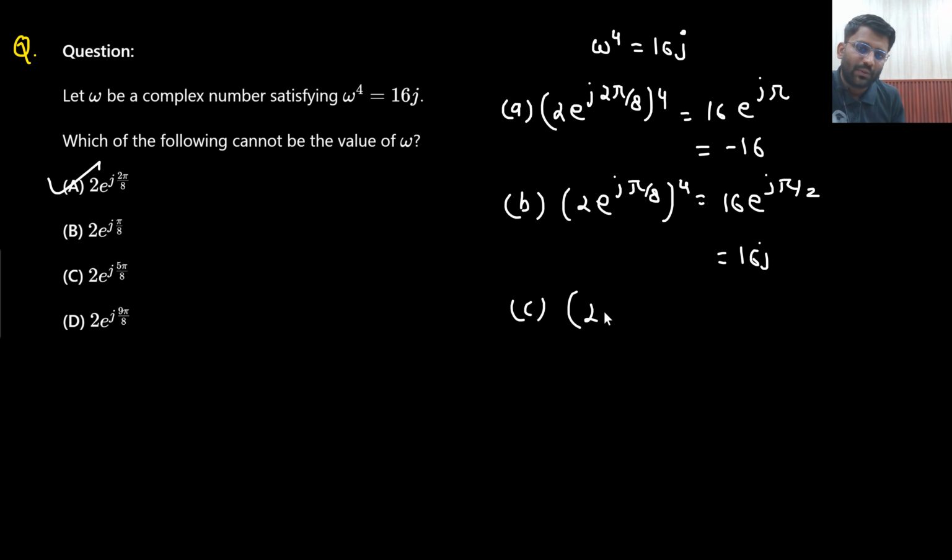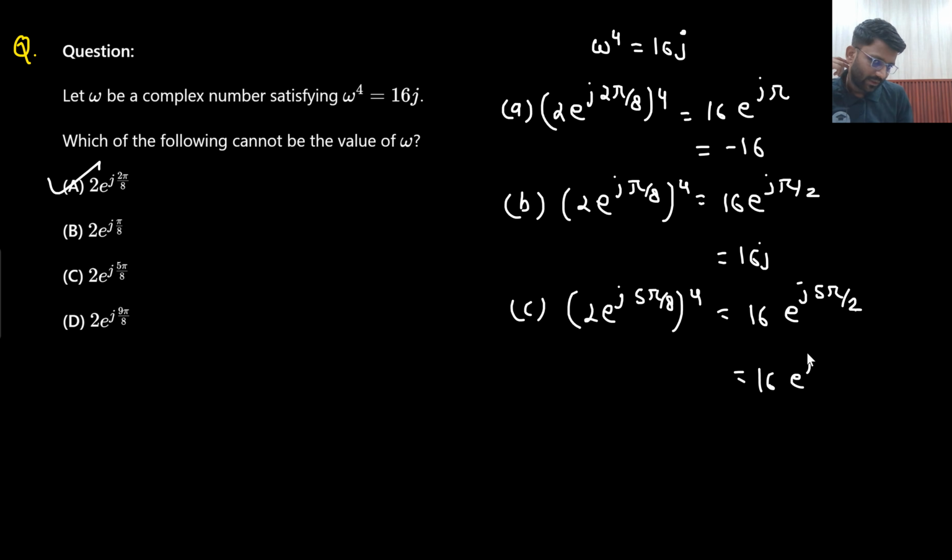Option C, 2 e to the power j 5 pi by 8, to the power 4. What we are getting? 2 to the power 4, 16 e to the power j 5 pi by 2. E to the power j 5 pi by 2 could be written as e to the power j 2 pi plus pi by 2. Answer is 16 e to the power j pi by 2. Answer is 16j. So this is also giving you 16j.